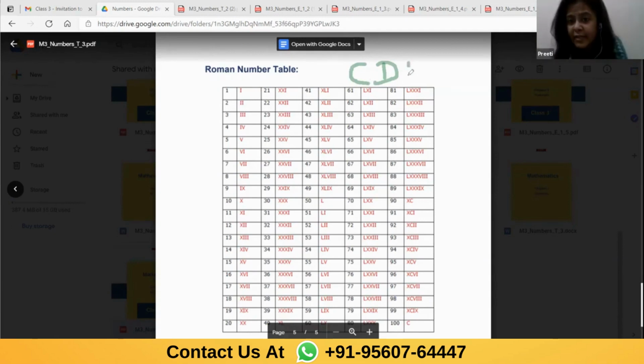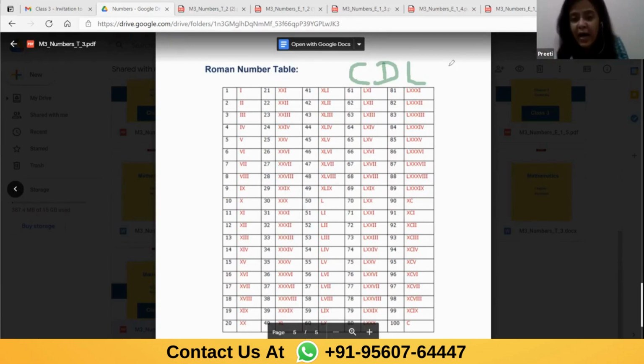What is the symbol for 50? L. Done. Okay. Children, always go step by step. Like 450, what did I do? I first wrote the symbol for 400, then 50. Like I was doing 45, first I wrote it for 40, then 5. You can't just mix up everything and create a symbol. Step by step, like you do in expanded form. If I have to write the expanded form of 450, I will write 400 plus 50. Similarly, we go in Roman numbers.